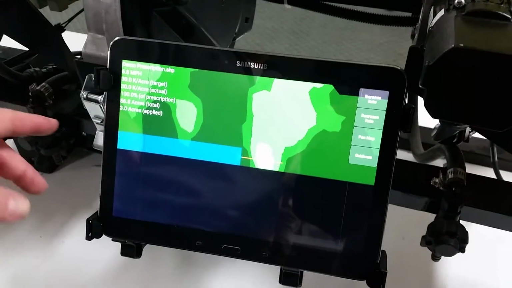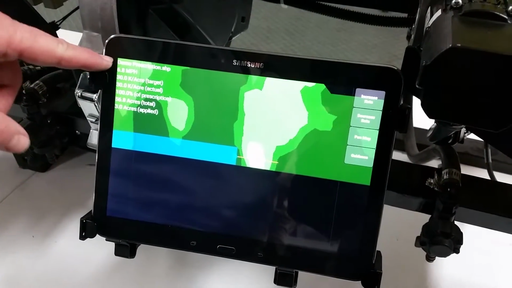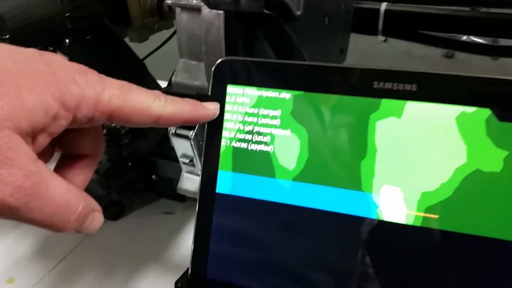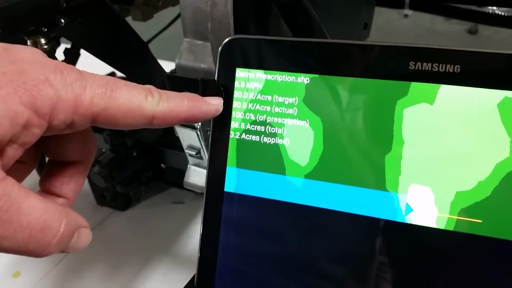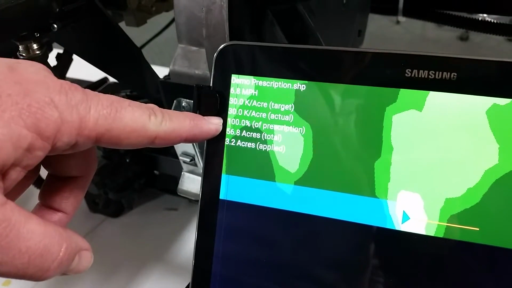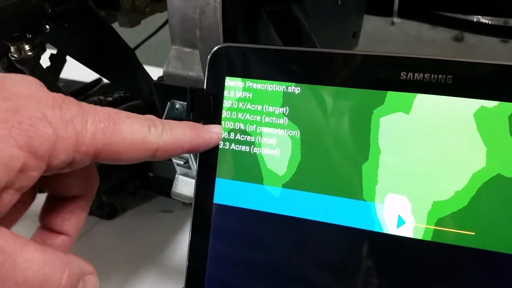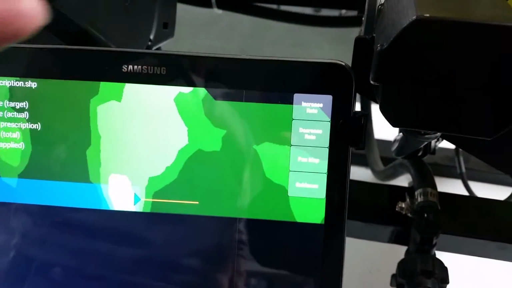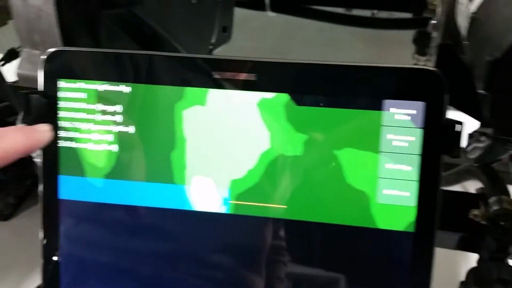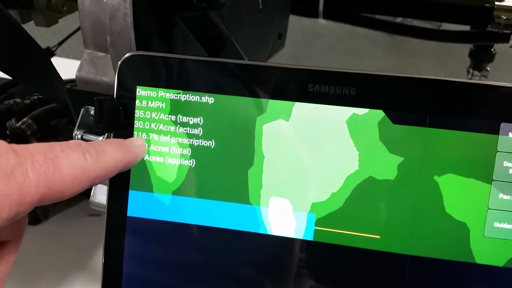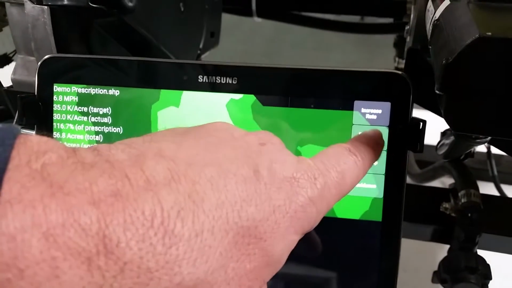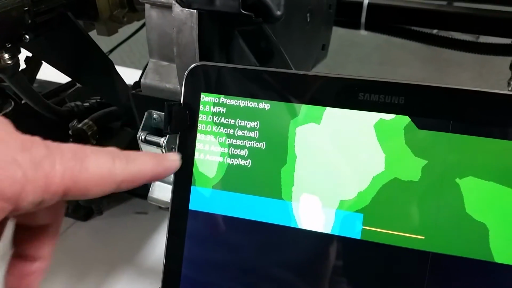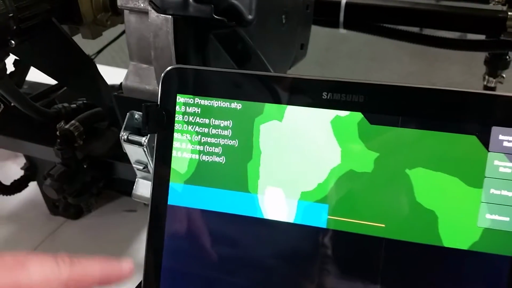Some of the things that you can see at this level are the name of the shapefile that we used. It shows the speed, it shows the target population, the actual population, the percentage of the prescription map. And what this allows you to do is that if you get into an area that you want to increase over what the prescription map says, we can increase, and now we're at 116%. Or you can decrease if you don't want to plant as much, so you can decrease. So now we're at 93% of the prescription map.